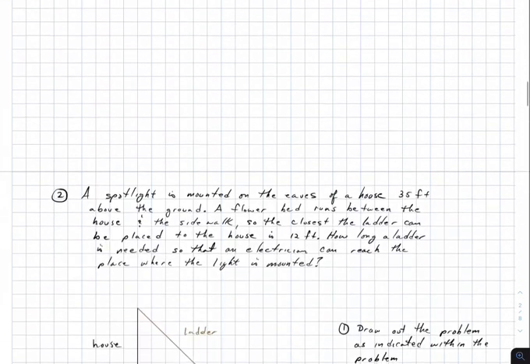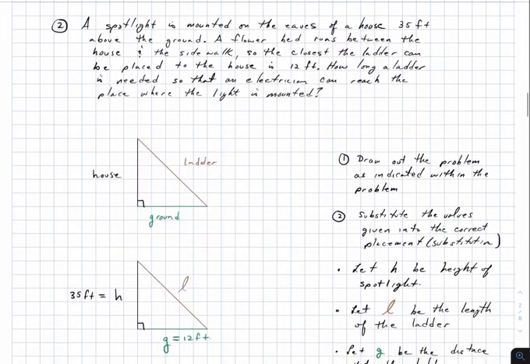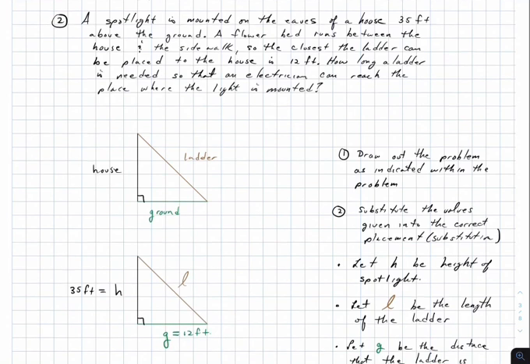All right. Example 2. A spotlight is mounted on the eaves of a house 35 feet above the ground. A flower bed runs between the house and the sidewalk, so the closest the ladder can be placed to the house is 12 feet. How long a ladder is needed so that an electrician can reach the place where the light is mounted?